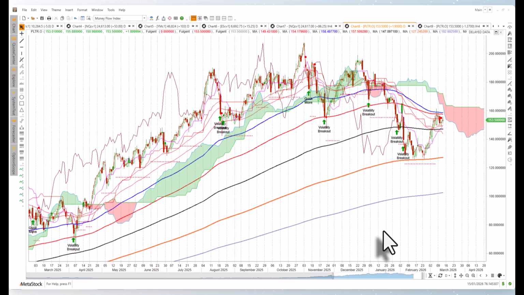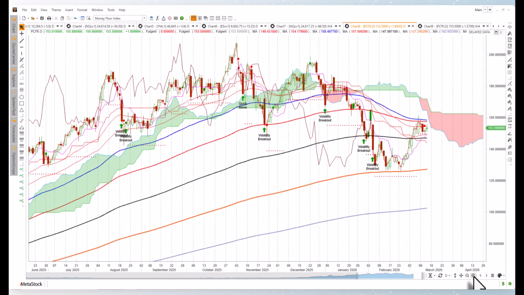Richard here with a quick Ichimoku cloud chart market review of Palantir using the Fulgent AI engine that sits on the MetaStock platform. We can see this Fulgent AI engine gives us plenty of volatility breakout trading opportunities in Palantir, and let's go and review the most recent one.